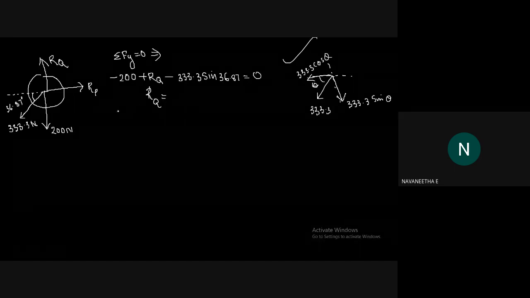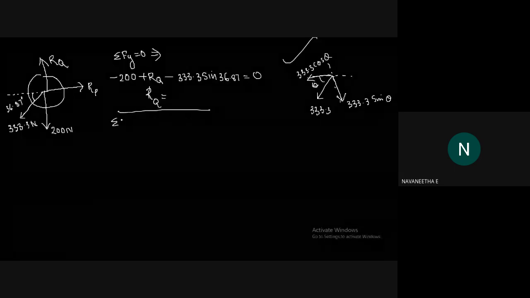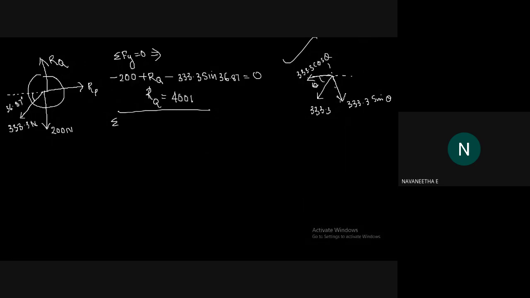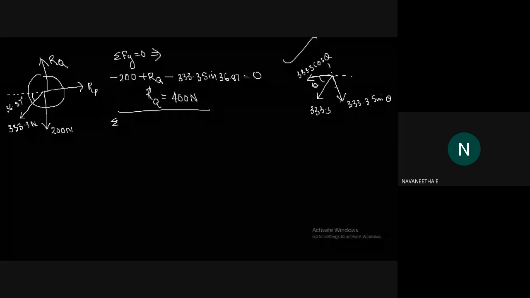Do it fast. Okay, and also you can write 399. Approximately we can write RQ is equal to 400 Newton. It is 399.99, so we can write it as 400 Newton. Also, you have to find out sigma Fx equal to 0. Solve this equation, sigma Fx, the forces in x direction.